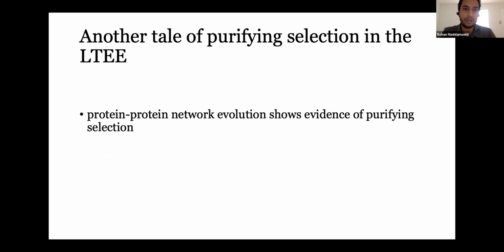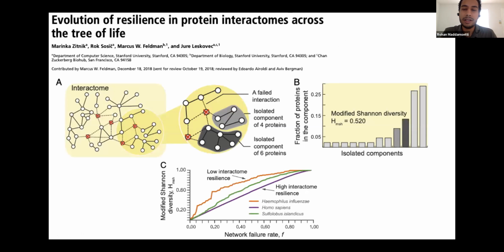I'm going to tell you another tale about purifying selection, which is a very different framework. Here it turns out that I found some evidence that the protein-protein network shows evidence of purifying selection in Rich's experiments. The genesis of this was that I read an interesting paper that at first I didn't really agree with. I was very skeptical. That's a better way of putting it.